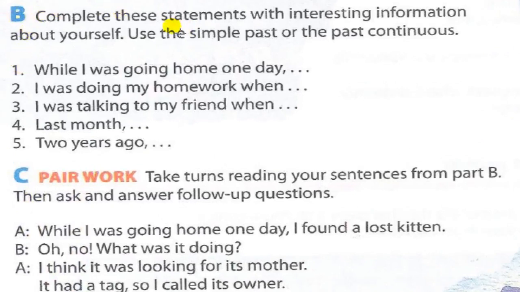B. Complete the sentences with interesting information about yourself. Use the simple past or the past continuous. In this exercise, you are going to answer and complete these sentences. You can use simple past, past continuous, whatever you like. 1. While I was going home one day, I saw an accident. While I was going home one day, I met my best friend.